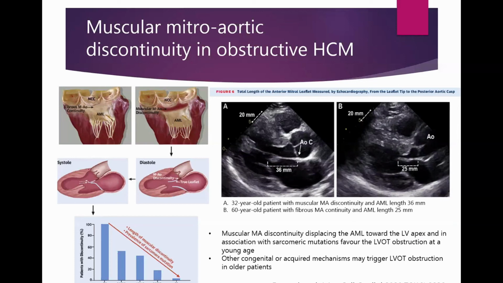In older patients, other congenital or acquired mechanisms may be the reason for LV outflow obstruction. This band elongates the anterior mitral leaflet, and we can measure it from a parasternal long axis view.